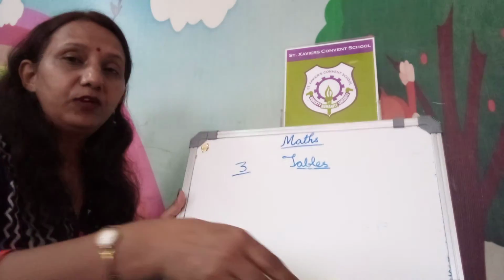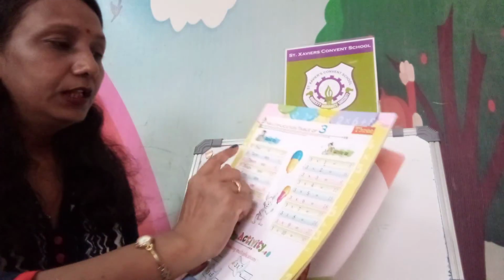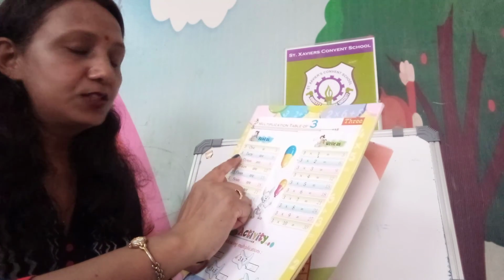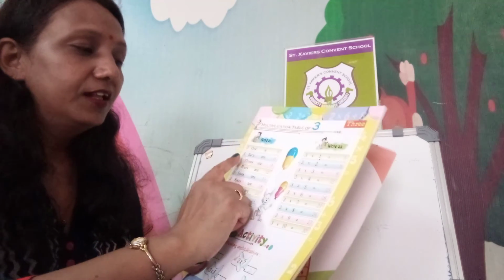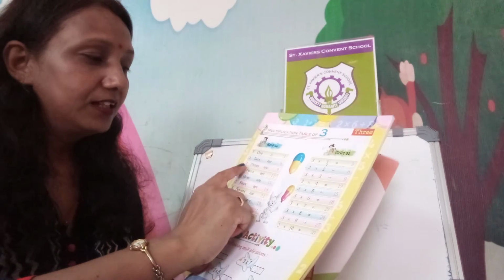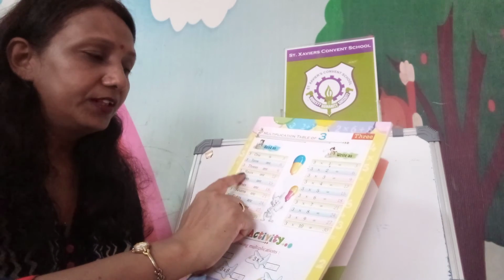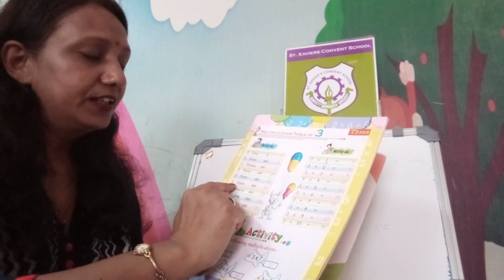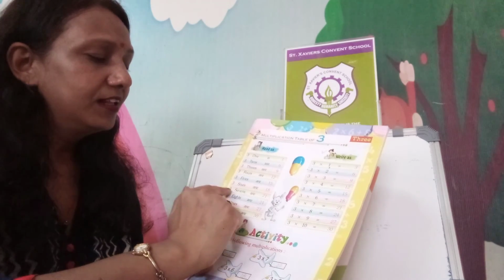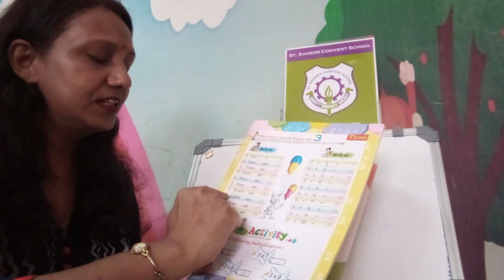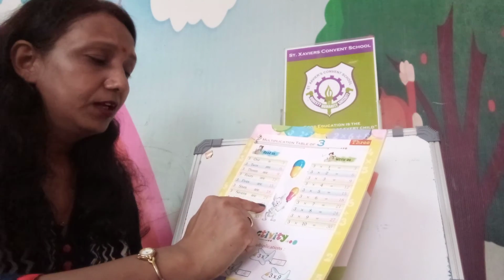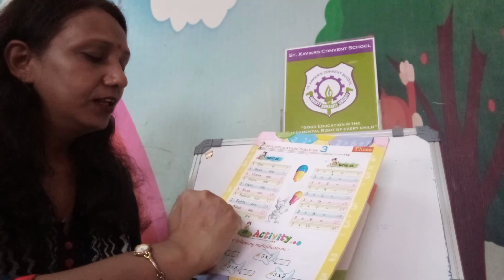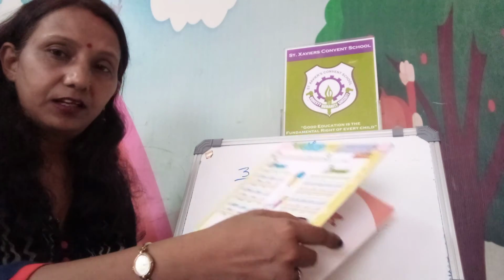Just read with me loudly. 3 1s are 3. 3 2s are 6. 3 3s are 9. 3 4s are 12. 3 5s are 15. 3 6s are 18. 3 7s are 21. 3 8s are 24. 3 9s are 27. 3 10s are 30. Alright.